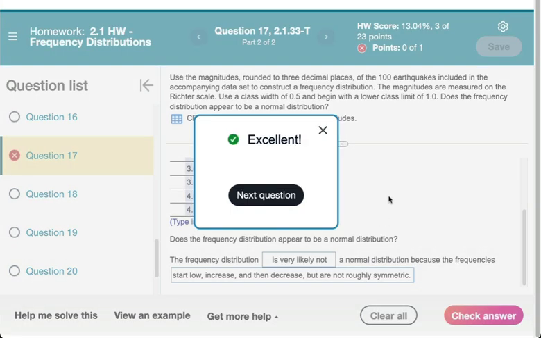So in order for something to be roughly normally distributed, you would need the largest values to be very much in the middle of your data. And then the smaller ones are to the left and to the right.